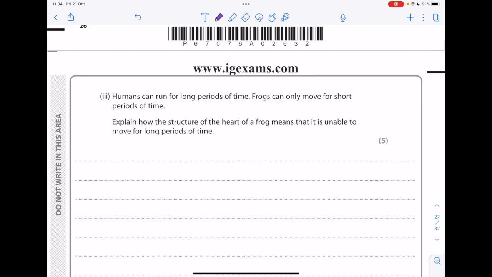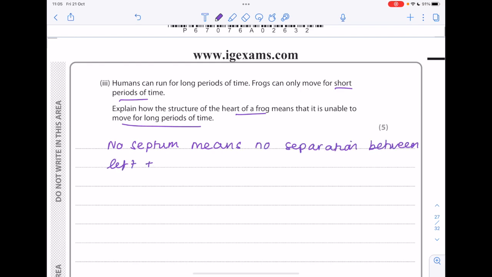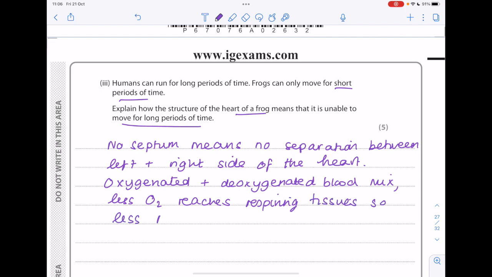Humans can run for long periods of time, whereas frogs can only move for short periods of time. Explain how the structure of the heart of a frog means it is unable to move for long periods of time. 5 marks. Woo! No septum means that there's no separation between the left and right side of the heart. So what does that mean? Well, it means that oxygenated and deoxygenated blood mix. And that's not good because it means that less oxygen reaches respiring tissues. So less ATP will be made.